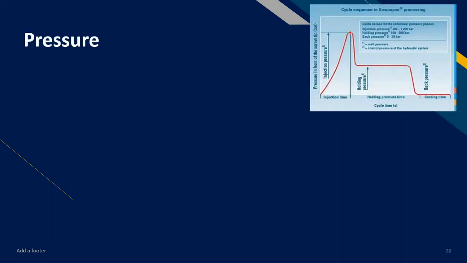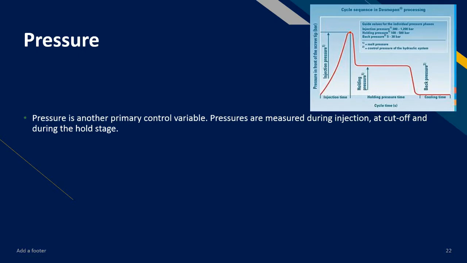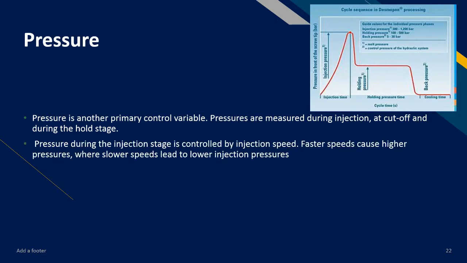The next primary would be pressure. Pressure is another primary control variable. Pressures are measured during injection, at cutoff, and during the hold stage. Now, pressure during the injection stage is controlled by injection speed. Faster speeds cause higher pressures, whereas slower speeds lead to lower injection pressures.